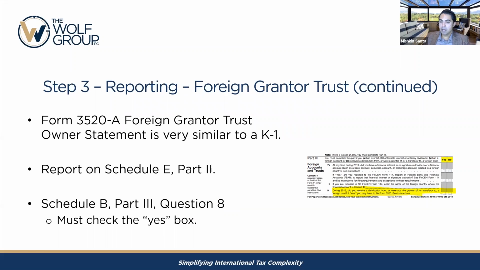The 3520A will produce what's called a foreign grantor trust owner statement. So if you don't have a treaty that can defer the taxation, you're going to basically recognize all the income in the pension annually. That's going to be reported on the 3520A foreign grantor trust owner statement, which is basically a K1. That then needs to go to Schedule E, Part 2, just like if you had an interest in a partnership or an S Corp or a U.S. domestic trust. And then that will percolate through the rest of the tax return as far as the income. You also need to make sure that Schedule B, Part 3, Question 8 is checked. That's a big one that a lot of people miss. But that's just ticking and tying and making sure that all the reporting is done correctly.